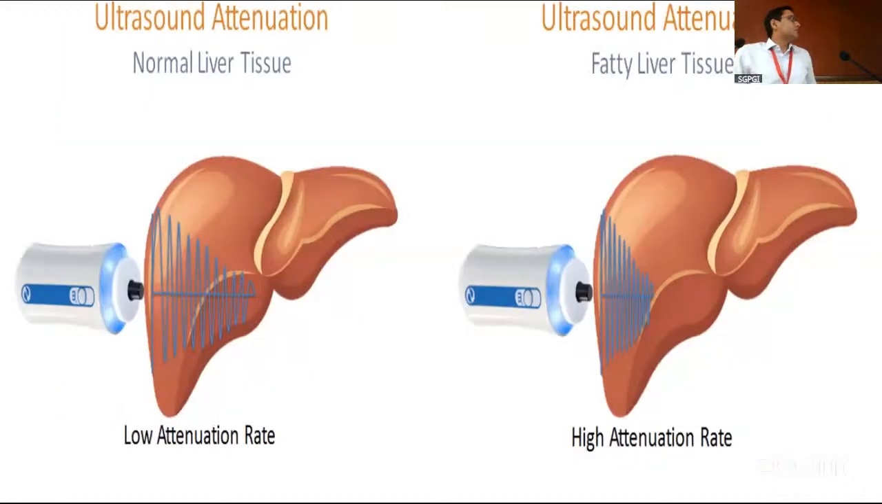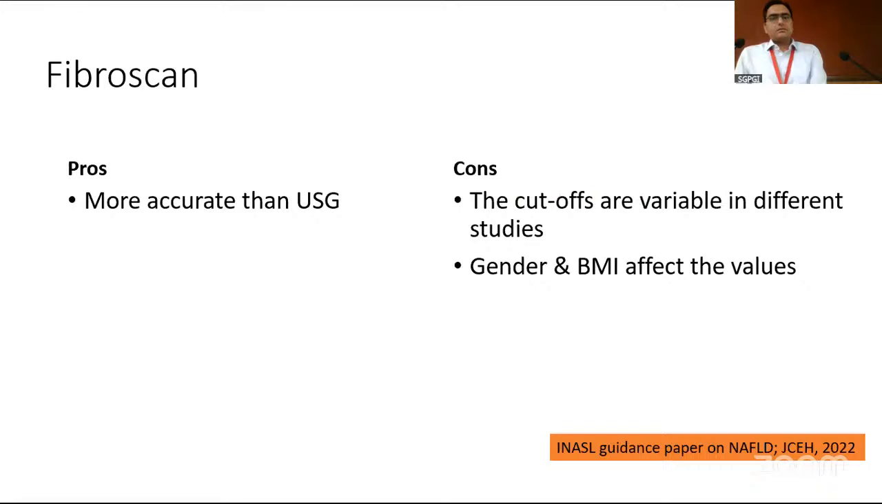So this is the principle behind the increased attenuation rate in a patient with fatty liver. In a normal liver, when we apply the transducer to the chest wall and subject the patient to fibroscan, the attenuation of the waves is low, whereas in a patient who has fat infiltrated in his liver, the level of attenuation will be high. This will manifest in the value of the controlled attenuation parameter, and the more the fat, the higher the value of CAP will be. So the advantages of fibroscan are that it is more accurate than ultrasonography and can even measure low levels of fat deposition.